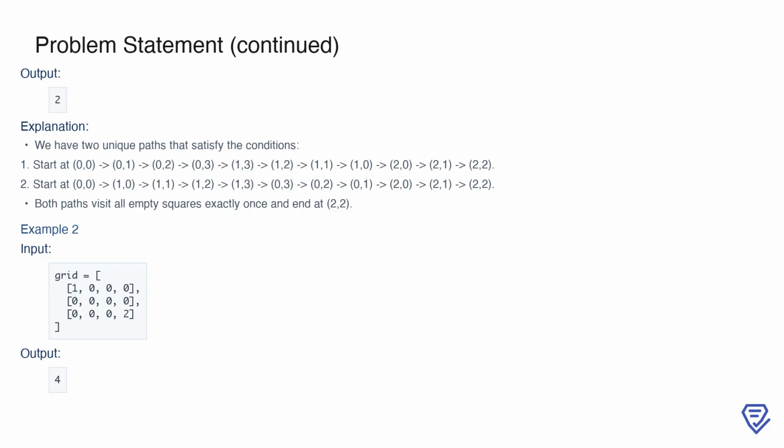Consider this grid. We start at the top left corner, represented by the value 1, and aim to reach the bottom right corner, represented by the value 2. Along the way, we must visit every empty square, marked as 0, exactly once, while avoiding the obstacle, which is represented by -1. For this specific input, there are 2 valid paths that meet the criteria.